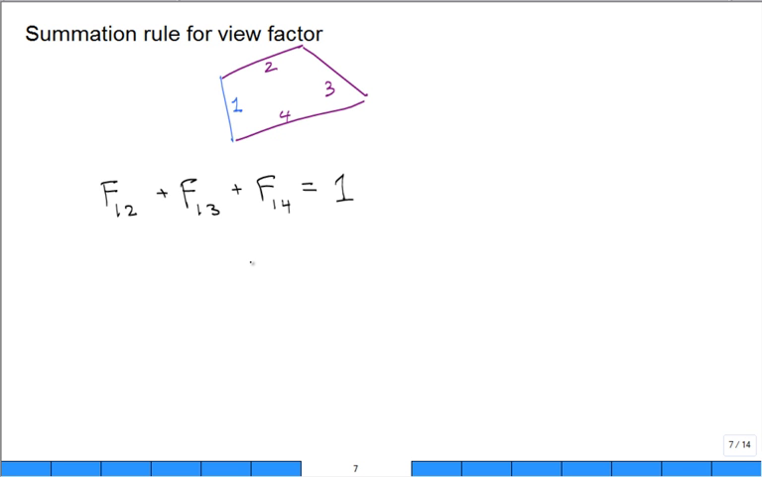Okay. There's a little challenge. Let's say I leave surfaces 2, 3, and 4 like that. So this is 2, 3, and 4. But we change surface 1 and we make it look like this.